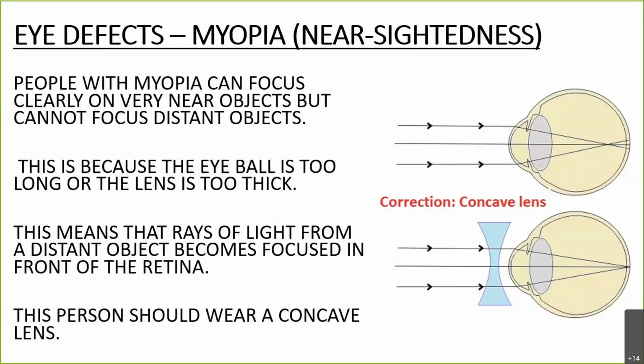So myopia, nearsightedness: the light does not focus on the retina. It becomes focused in front of the retina. In order to correct that, we use a concave lens, aka a diverging lens, that is going to spread out the light rays and push back the focal point.